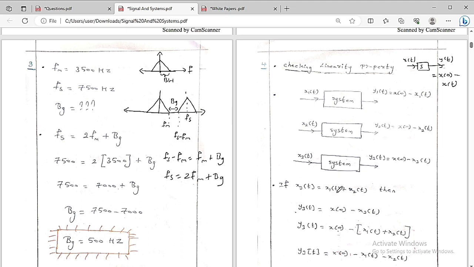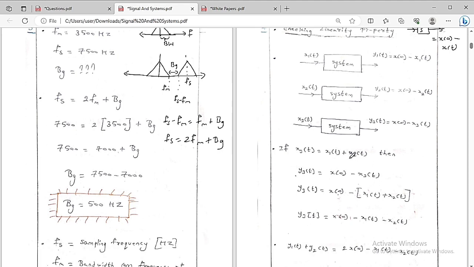If x3 of t is equal to x1 of t plus x2 of t, then what is y3 of t? Y3 of t is x of 0 minus x3 of t, but we know x3 of t is x1 of t plus x2 of t, so substitute here: x of 0 minus of x1 of t plus x2 of t. If you take the minus inside, we get y3 of t is equal to x of 0 minus x1 of t minus x2 of t. So this is the output that we have got for the input x3 of t.